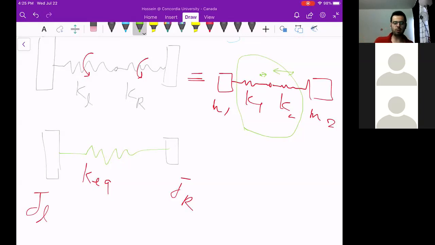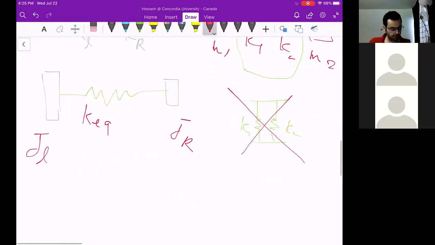That's why you could draw a conclusion that they are in series, and for a series spring we have a specific formula. If the deflection would be the same, you could go for a parallel spring, which is not the case here. So the two springs are in series.